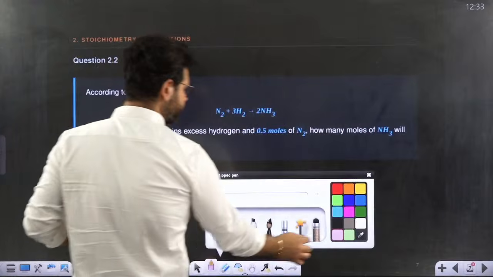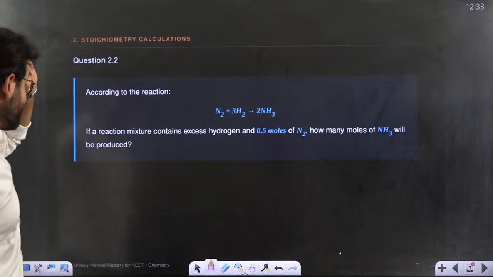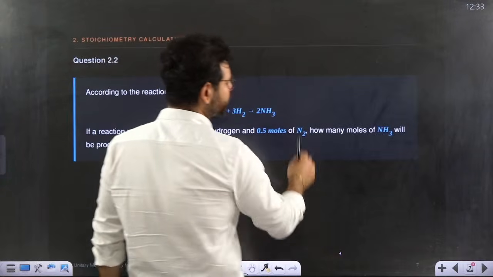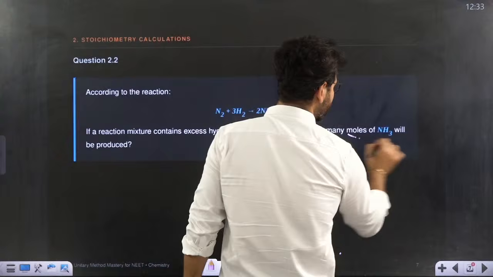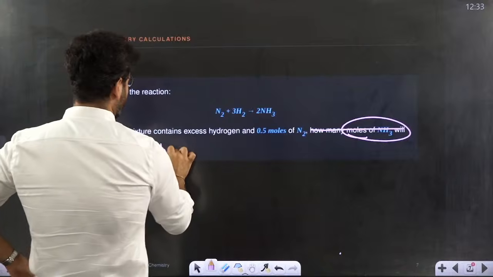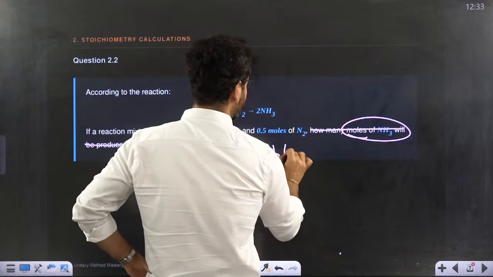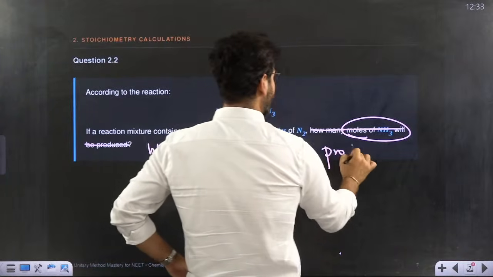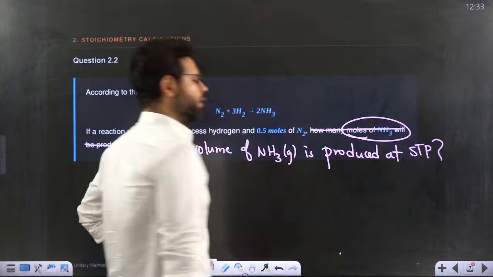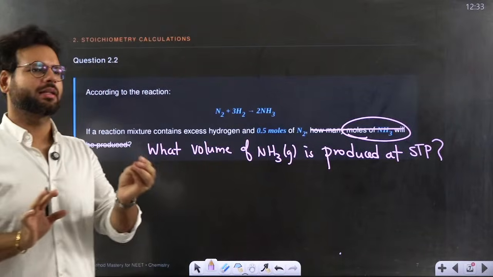See the next one now. Let's change the question a bit. In this reaction, the mixture contains excess of hydrogen and 0.5 moles of nitrogen. The question I am asking is, what volume of ammonia is produced at STP? What volume of ammonia is produced at STP? Okay, let's say this is the question.